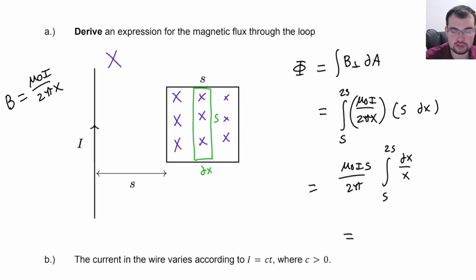And we get an extra special integral because this is 1 over x. So this would be ln of 2s minus ln of s. Or, using the subtract-equals-division rule, mu naught I s over 2 pi natural log 2.